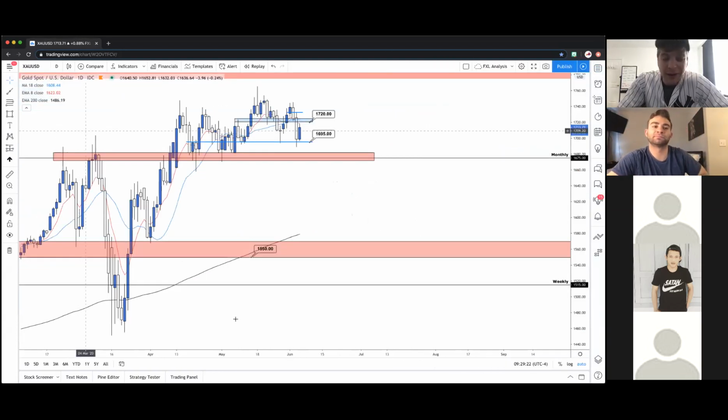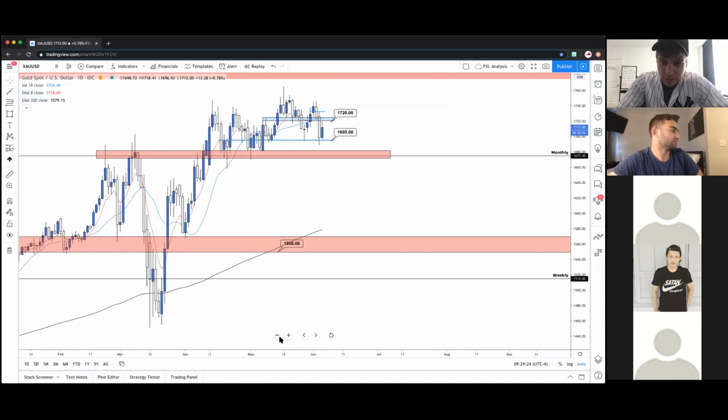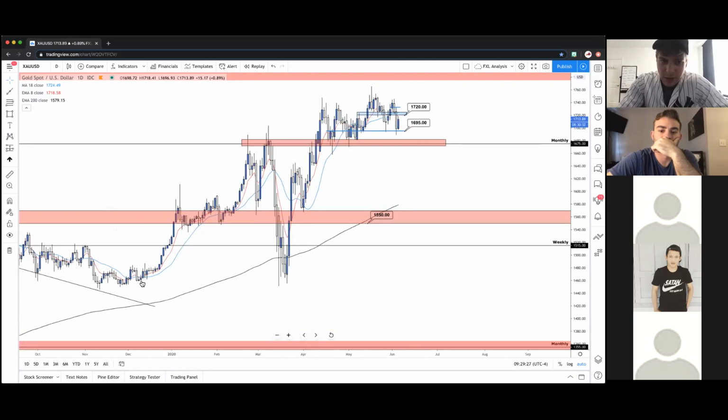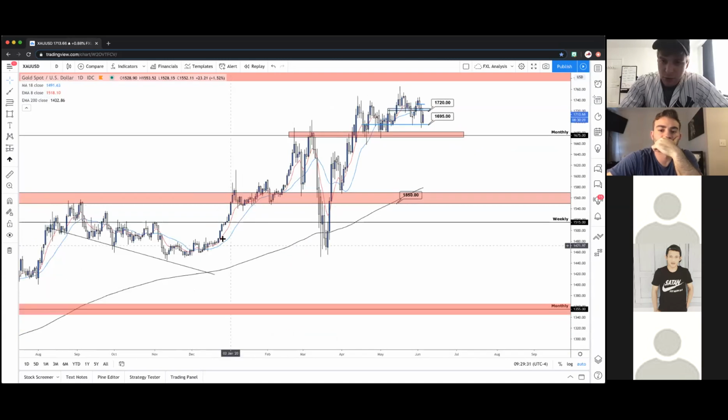All right, finally, I got gold for you guys. This one's interesting because it made a pretty big move and scared a lot of people. So let's just get the daily sentiment. Super bullish, right? I keep talking about this monthly level.